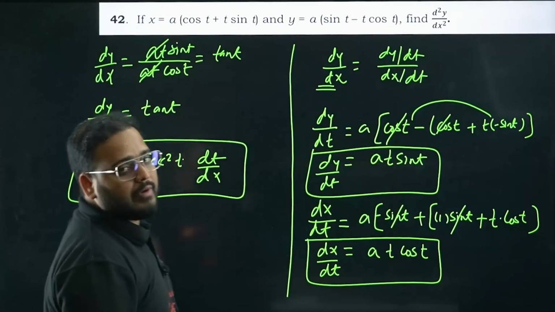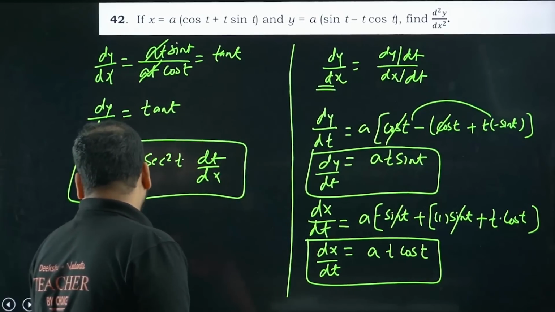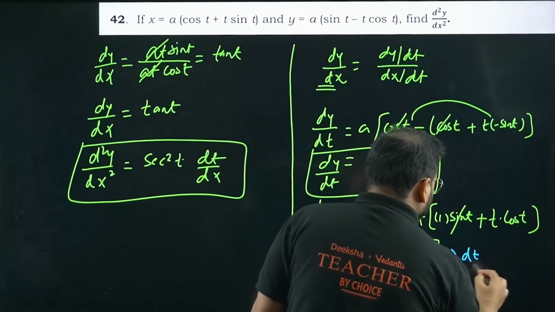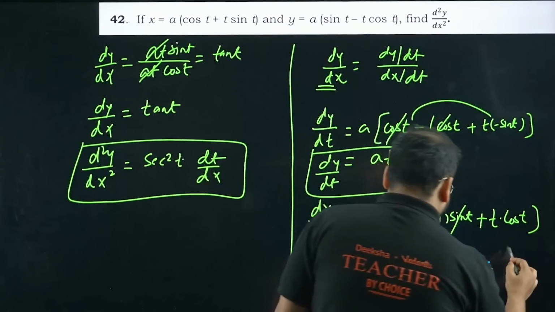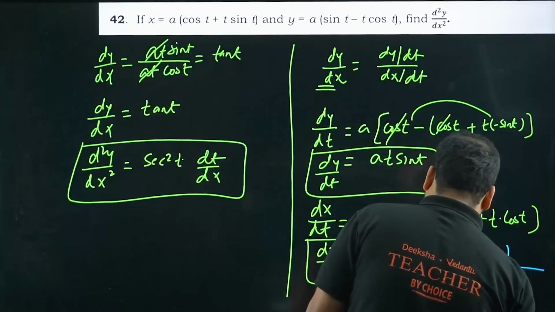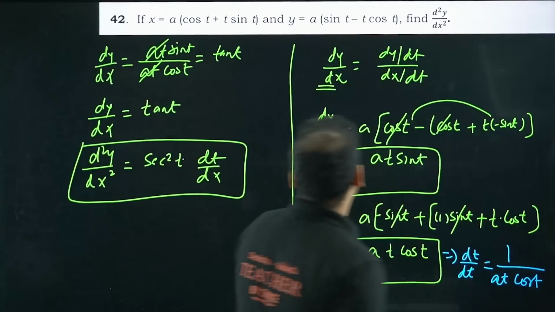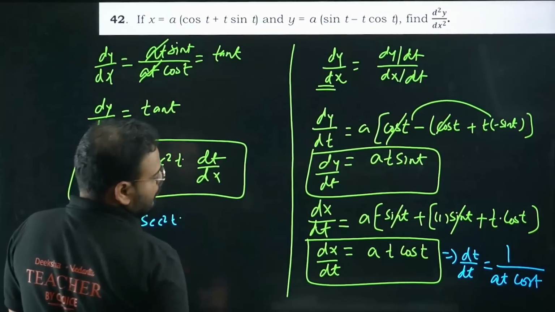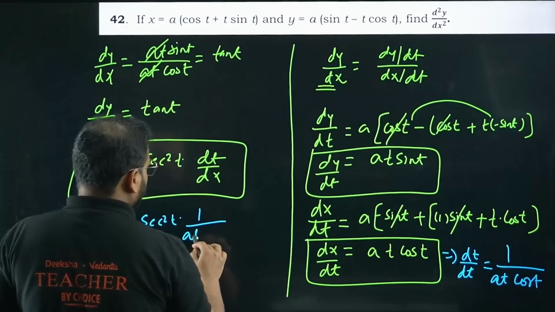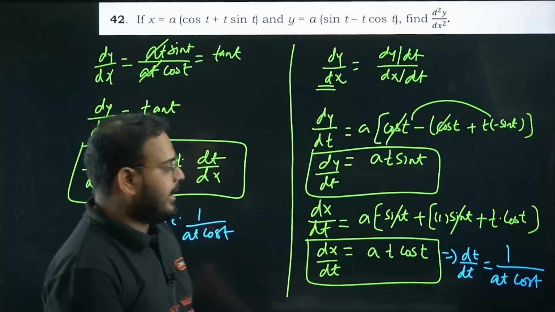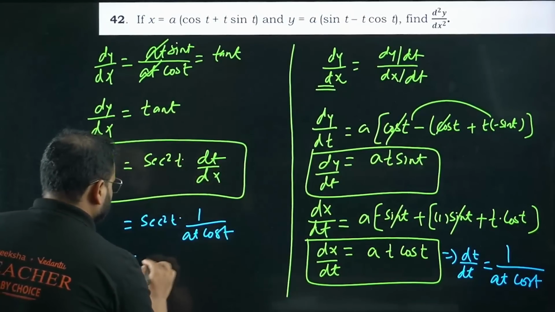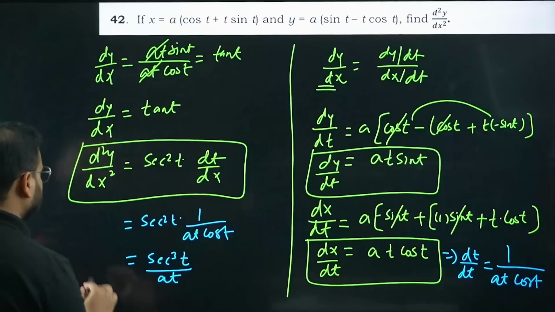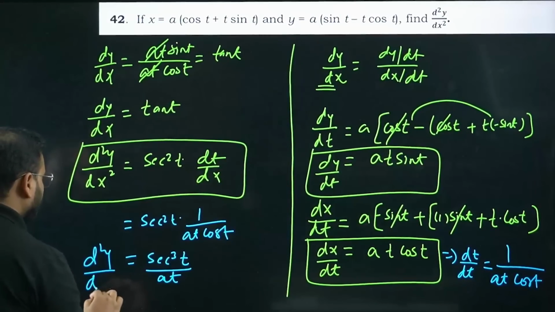Find the dt by dx value. How do you find that? From here. Do we have dx by dt value already? Please check. So from here you can write dt by dx will become, have a look, 1 upon a t cos t. So right here, sec square t into 1 upon a t cos t. This cos will go up, it will become again sec cube, right? So you'll have this as sec cube t upon a t. This is your answer, d square y upon dx square.